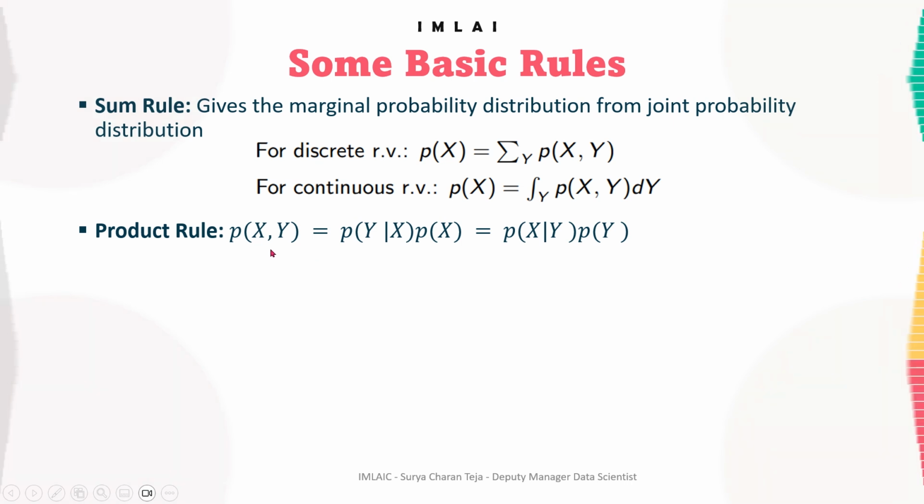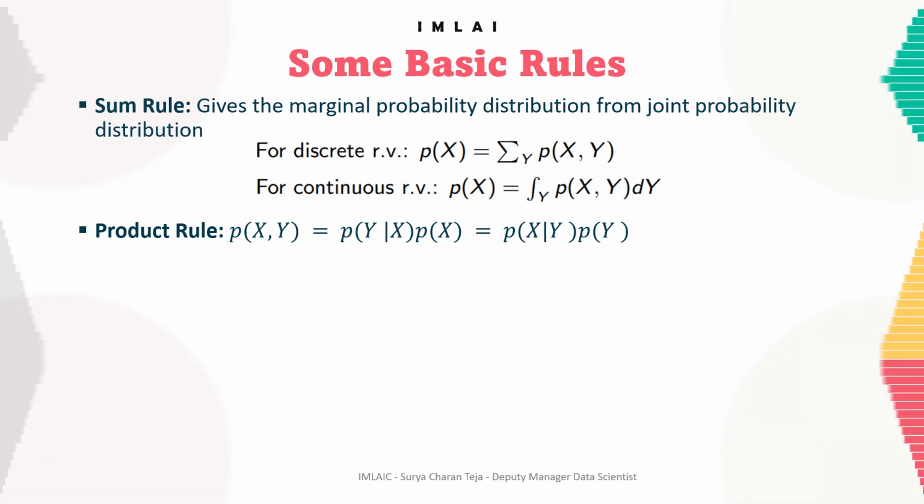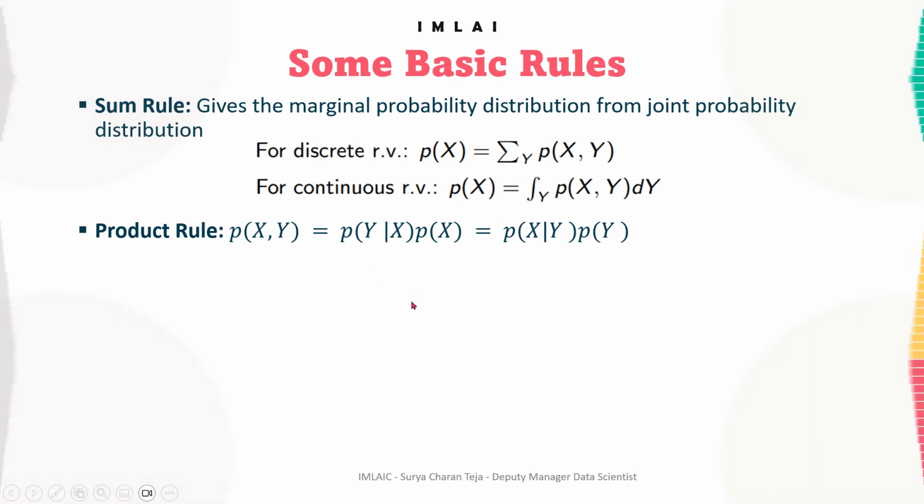So the product rule states that the joint probability of two events can be found by multiplying the probability of one event with the conditional probability of the other event given the first event. So for any two discrete random variables, X or Y, just for an example, where P of capital Y vertical bar X is the conditional probability of Y given X.